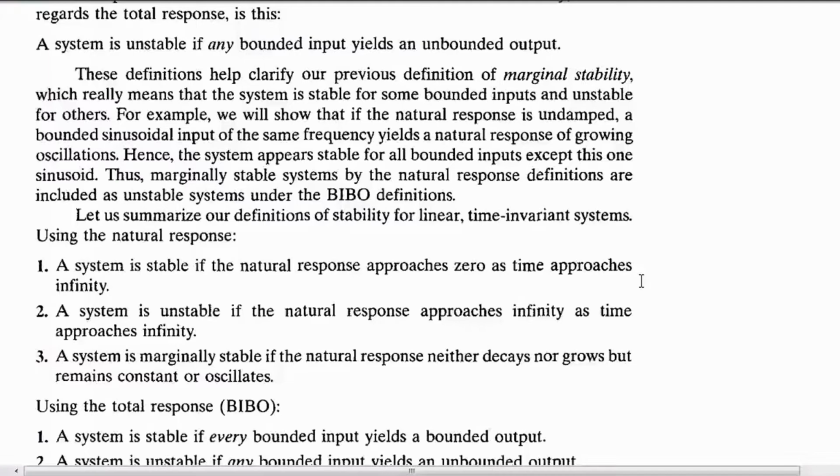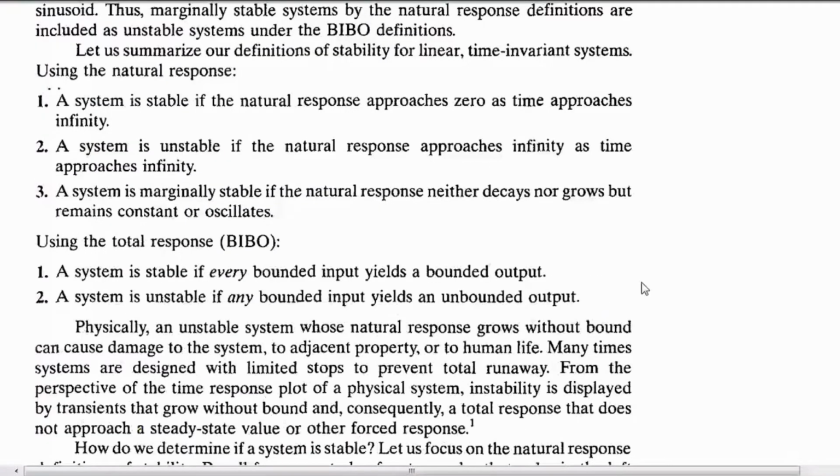So using the total response, we say BIBO, bounded input, bounded output. A system is stable if every bounded input yields a bounded output. And a system is unstable if any bounded input yields an unbounded output, right? So if we see physically, an unstable system whose natural response grows without bound can cause damage to the system. So that's why we say it is unstable.